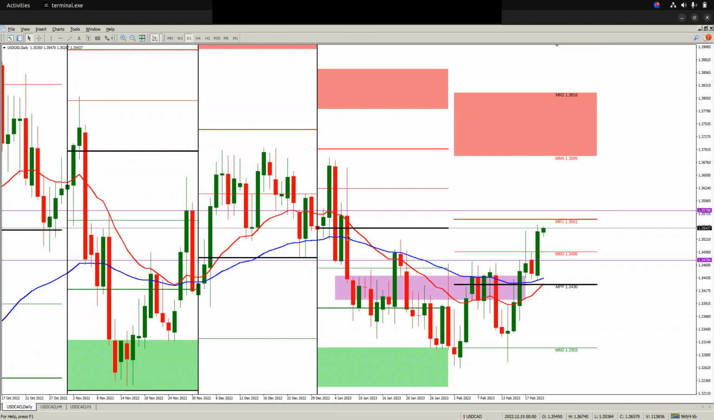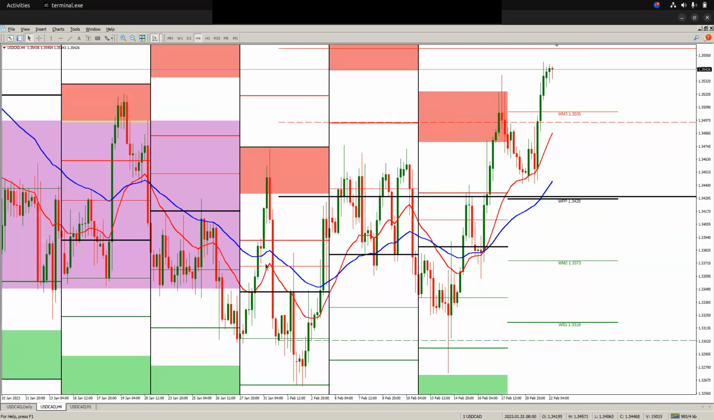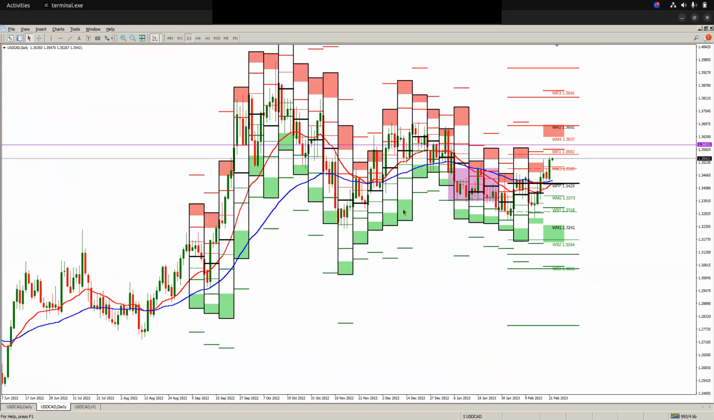USD CAD. Price broke out of the range yesterday. You're now looking for a pullback to the top of the range. On H4, you've got price all the way up here. You can see the top of the range. Let's just bring the top of the range in.